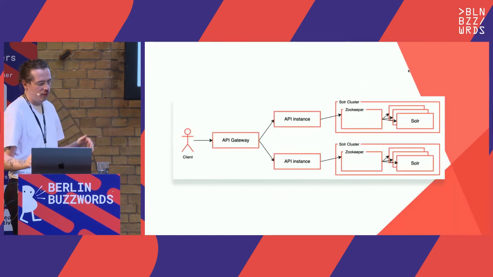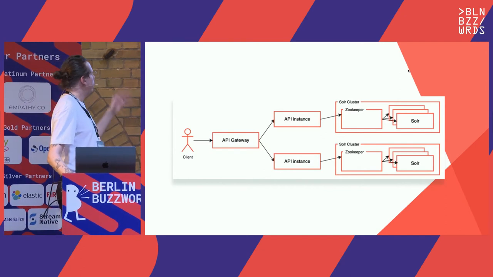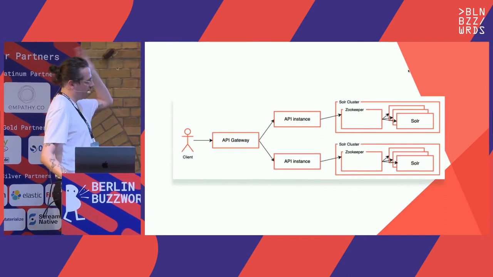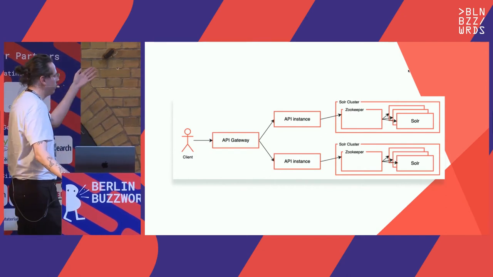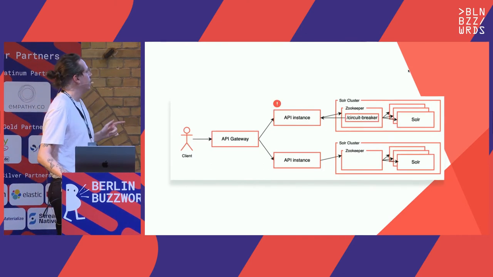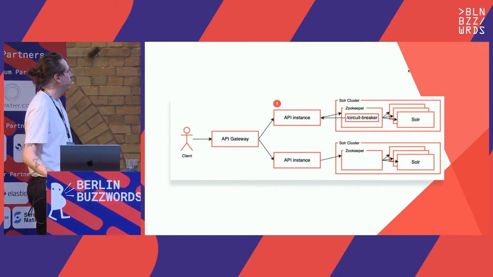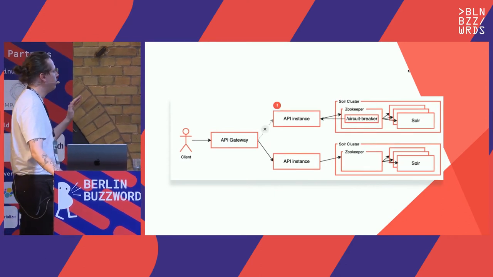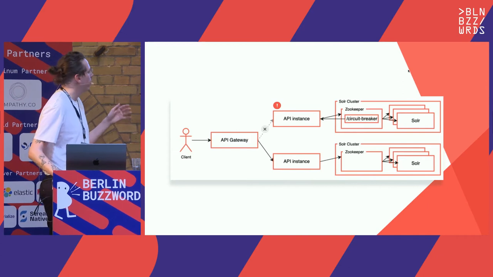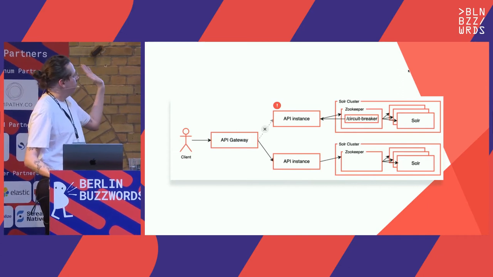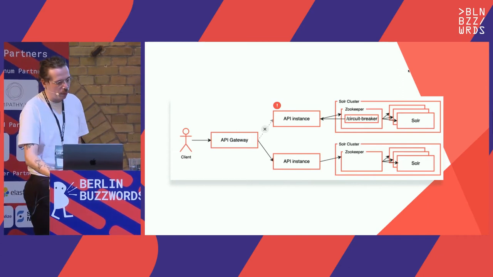And so at a high level, it's pretty simple, but you have your client that would run queries, and then that goes to our gateway, and typically that would be round-robining. But then this API instance has detected that there's a circuit breaker, and so it sets its ready status to can't be used. So the API gateway is aware of this and then won't forward on any traffic.